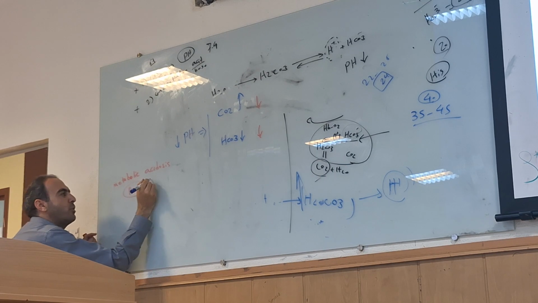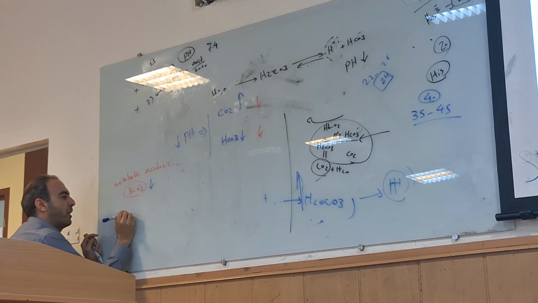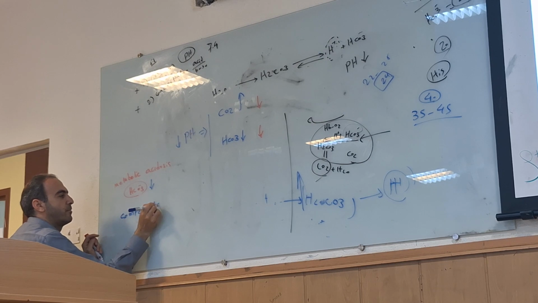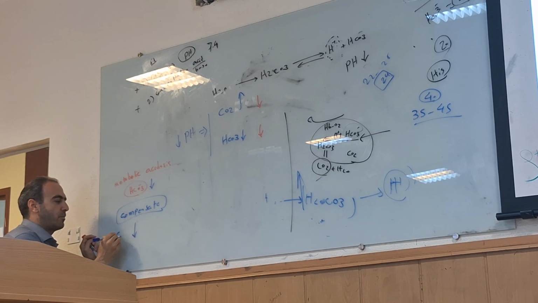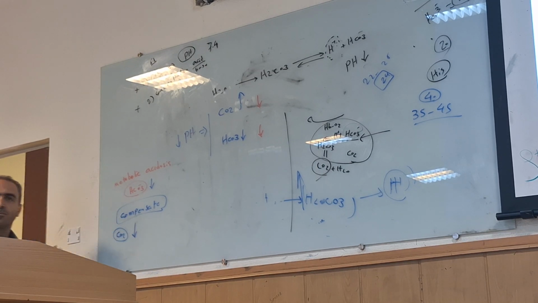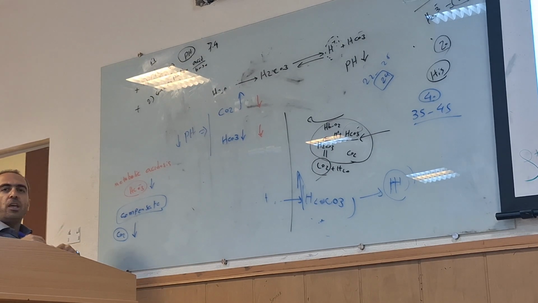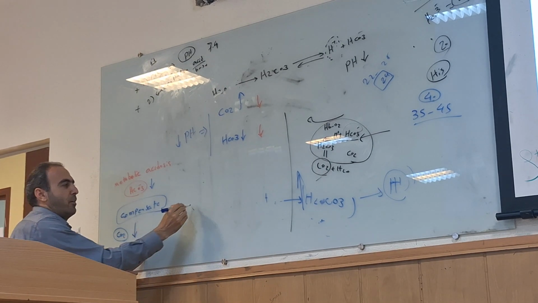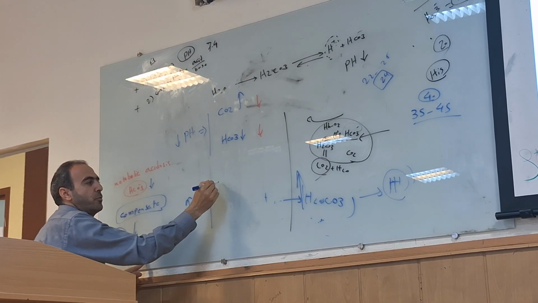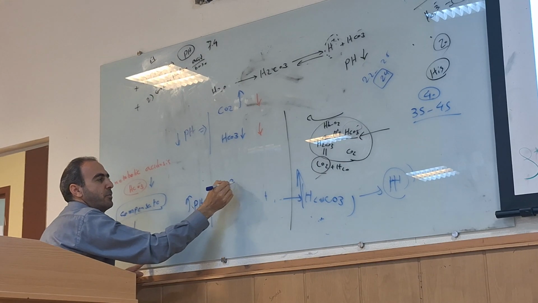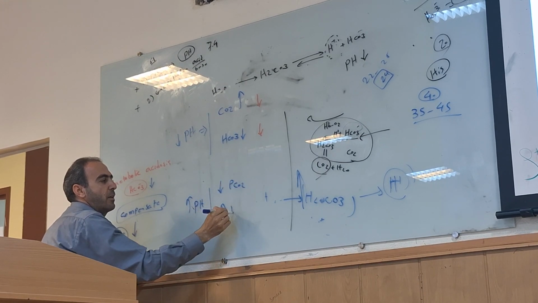So when we are going to compensate, to correct, what we should do? We should also decrease the CO2. If we have a pH increasing, it can be due to the decrease in CO2 or increase in bicarbonate.